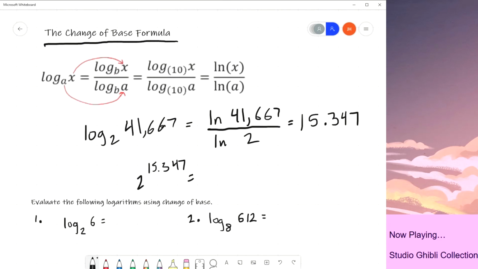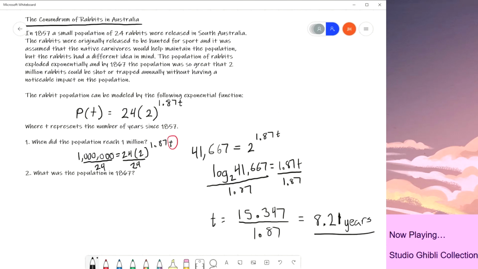So we have 2 to the power of 15.347, and I got 41,678. You can see that I got a little bit of error, and that's because of my rounding, but it's close enough, right? We'll take that. And so what we see is that when the log base 2 of 41,667 is 15.347, I divided both sides by 1.87, and I got 8.21 years.